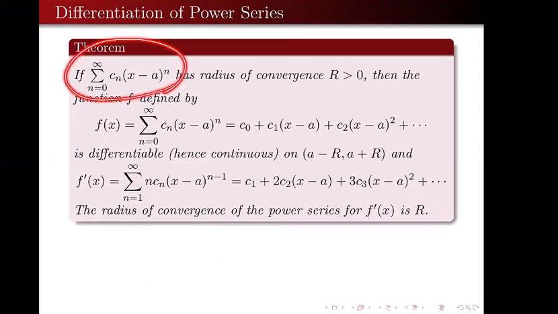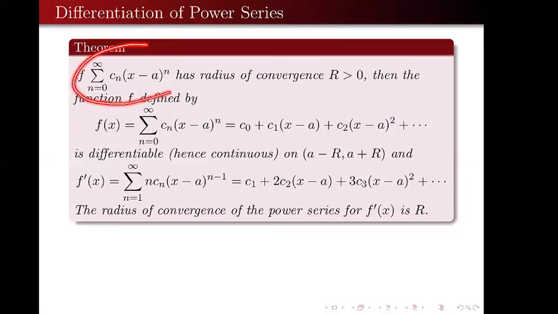You have a power series here. Suppose it has a radius of convergence r, which is greater than 0. Of course, if r is equal to 0, then you'll just have a single point as the interval of convergence. So you need a positive radius. It could be plus infinity. So you have a power series here with radius of convergence r.